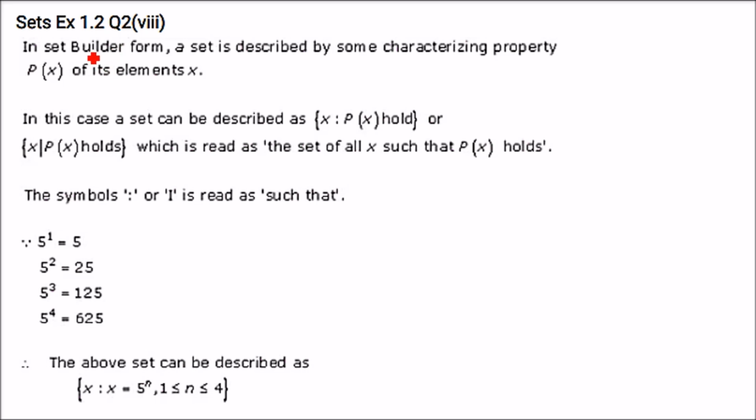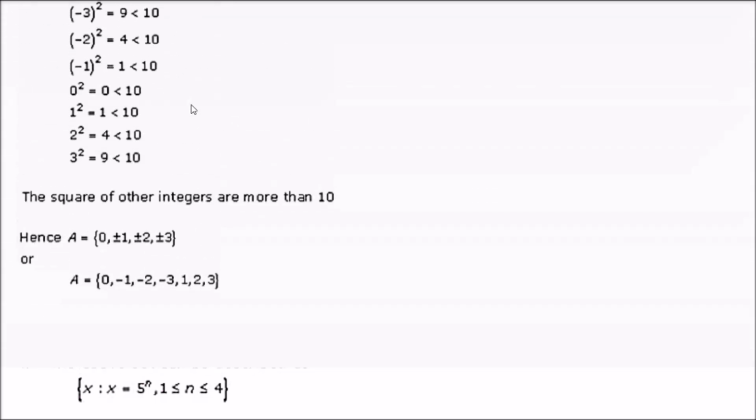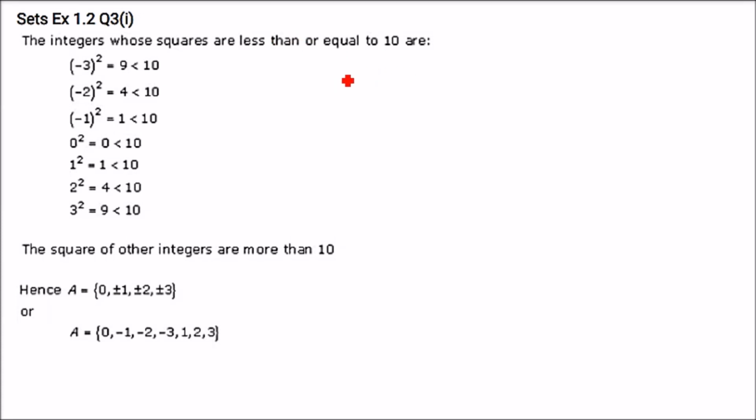Next is list the elements of the following sets. And what is the first set? The first set is given like this. A is equal to x such that x square is less than or equal to 10, and this x belongs to Z, that is, it is belonging to the integers.